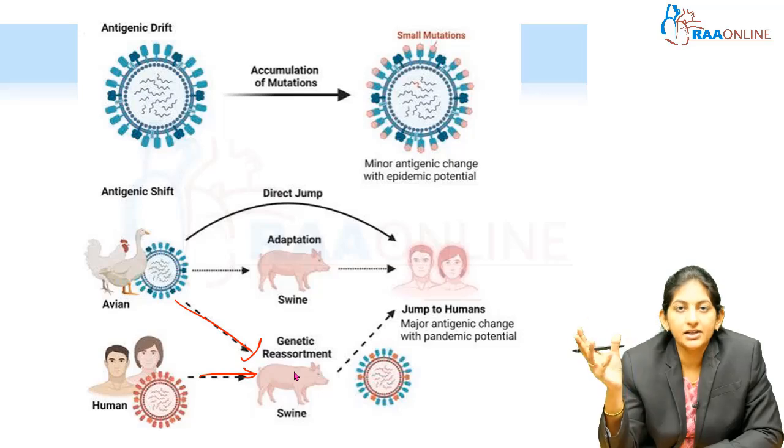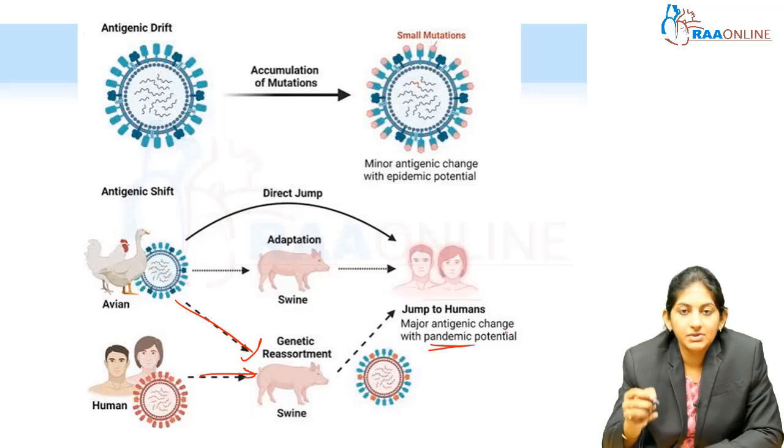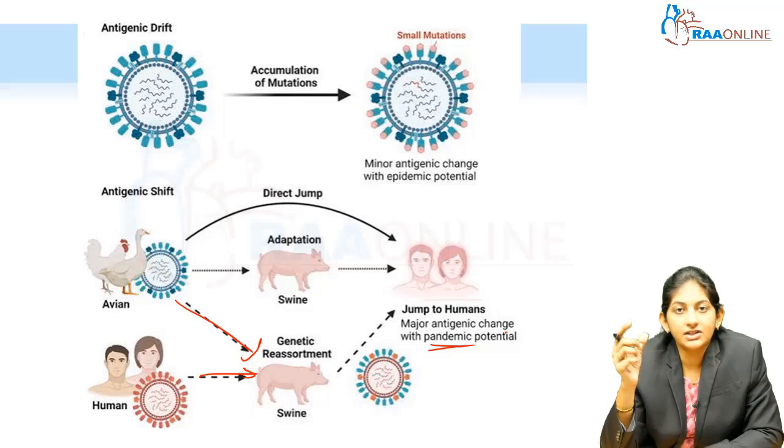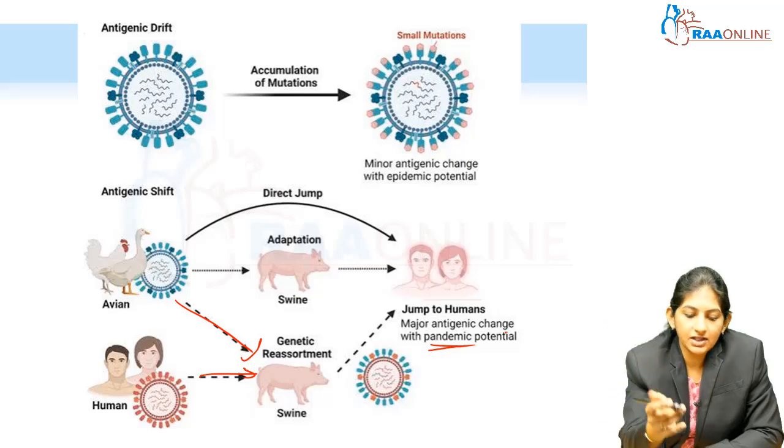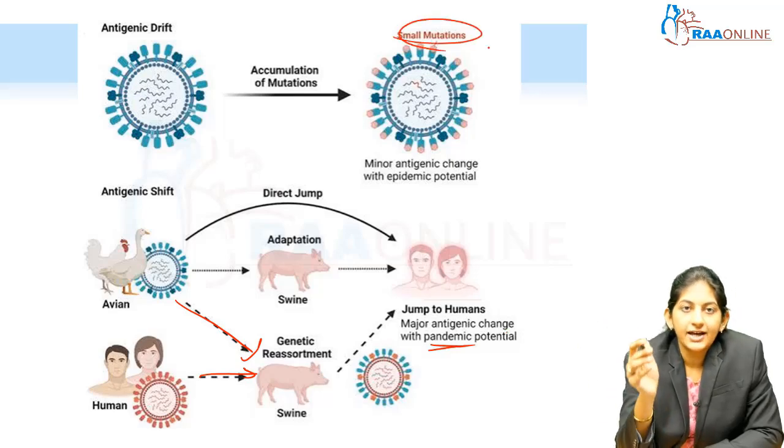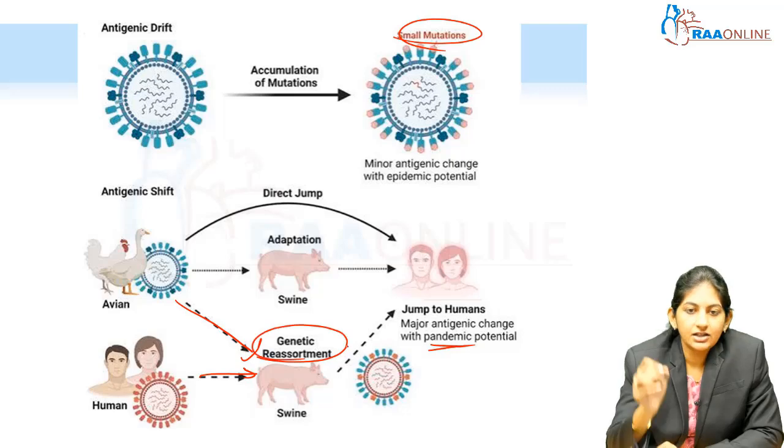There is a completely new strain, and this antigenic shifted strain has the potential to cause pandemics. Okay, not the antigenic drifted strain, but the antigenic shifted strain is the one which will cause pandemics. So this genetic reassortment is called the antigenic shift. So know the difference between drift and shift. Drift is nothing but small point mutation. Shift is a genetic reassortment.